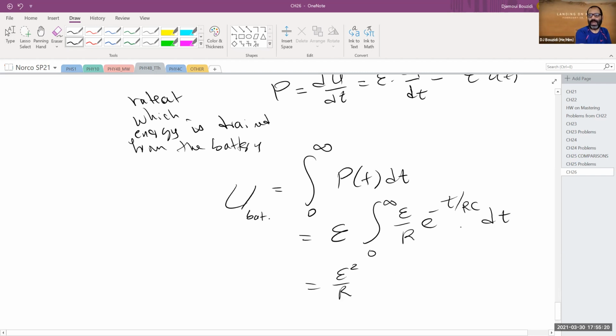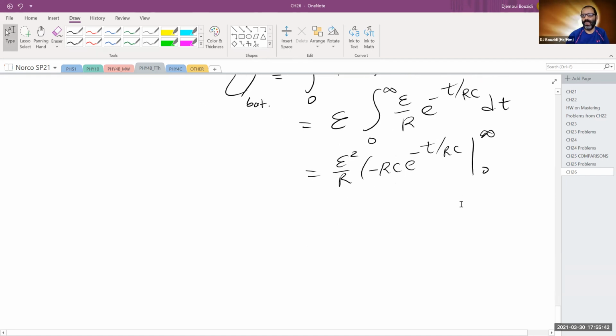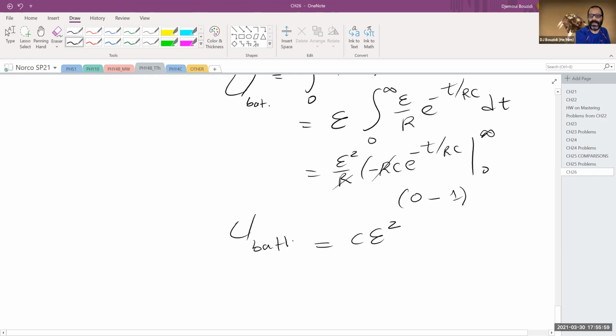And the integral of the exponential is just an exponential, with the exception that there is a coefficient in here, which is the inverse of that number, negative RC, times the exponential of negative t over RC, evaluated between 0 and infinity. At infinity, the exponential of negative infinity is 0. At 0, it's 1. So this value is equal to 0 minus 1, and 0 minus 1 times the negative is going to be a positive number. The R and the R cancel, so I will have C epsilon squared. So this is how much energy is taken from the battery.